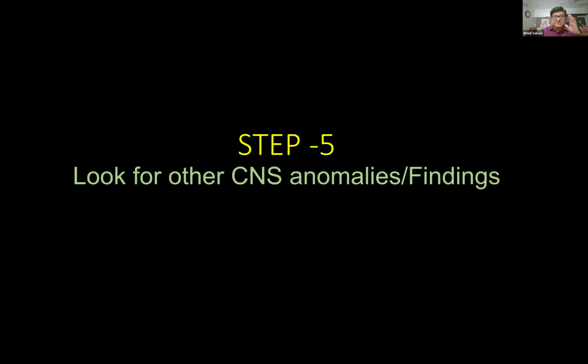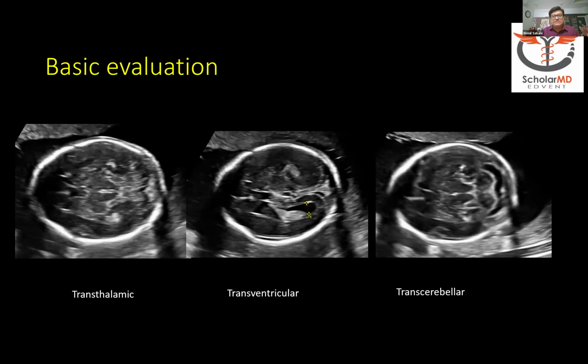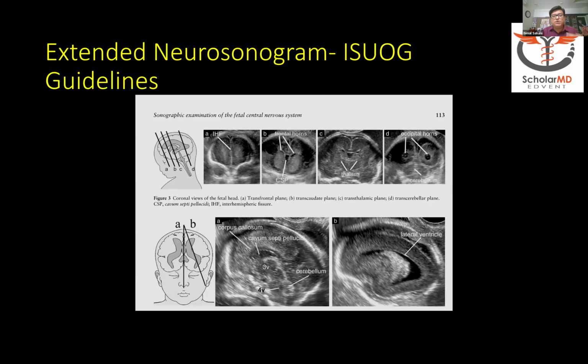The fifth step is the most important. Now look for other CNS anomalies and findings. So you got a finding, you started your scan, you got a ventriculomegaly, it's 10 millimeter or more, and you have found out that it is symmetric or asymmetric. The most important thing starts now, that you need to look for other CNS anomalies, and hence you look into your 3 basic planes, the ones that we normally do. Look at all the 3 basic planes, look at the structures that we normally need to look for in the basic evaluation, and then move on to an extended neurosonogram.